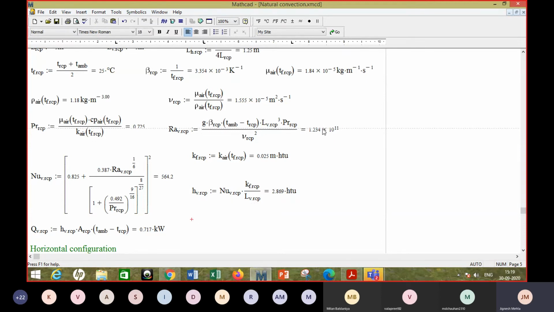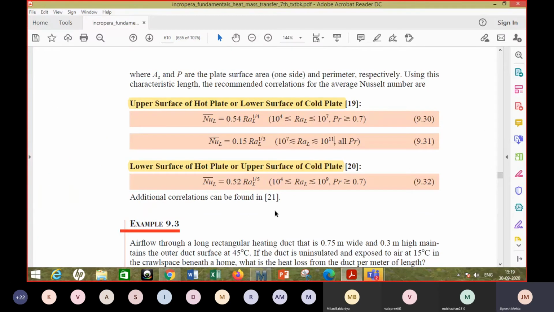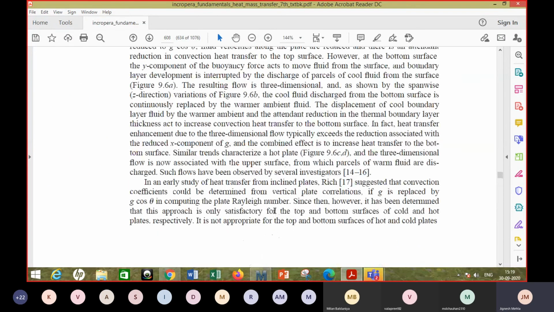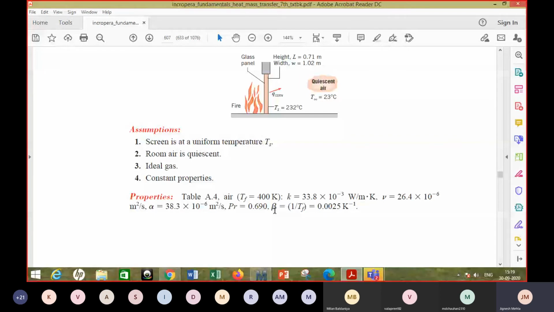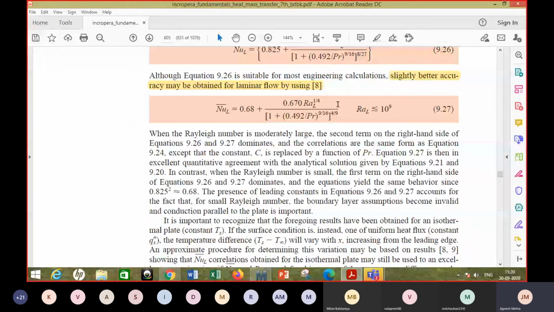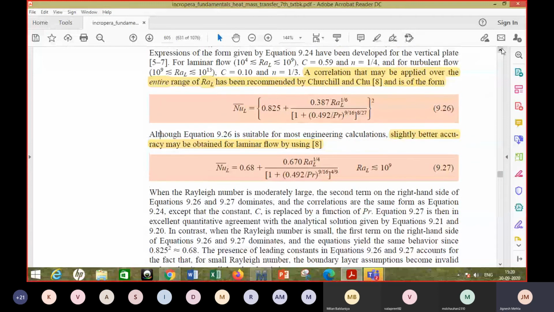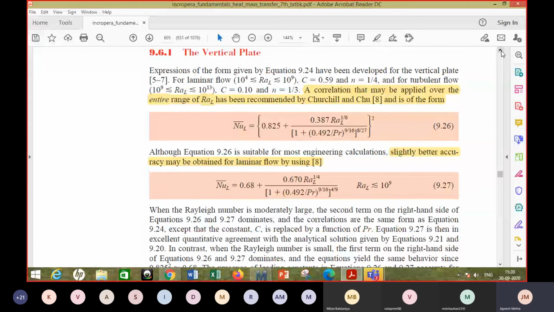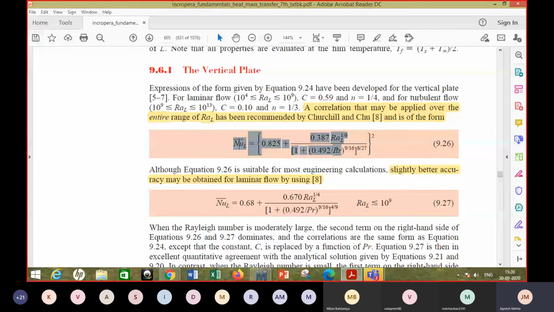So this is for vertical plate, right? So the correlation for vertical plate is to be used, not this one. So here if it is 9.26, it is quite general, right? So even more than 10 raised to 11, this can be used, while this is recommended up to 10 raised to 9. So for laminar up to 10 raised to 9, this is to be used.